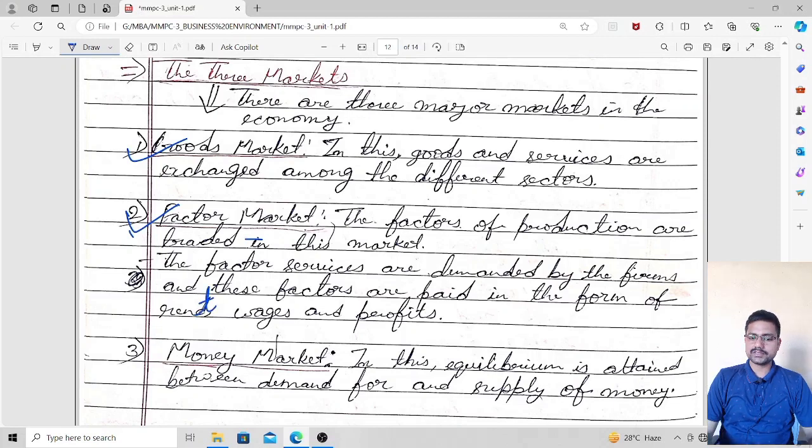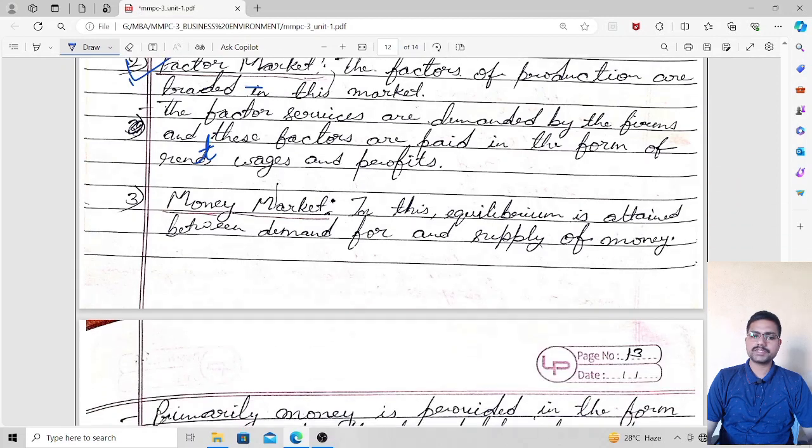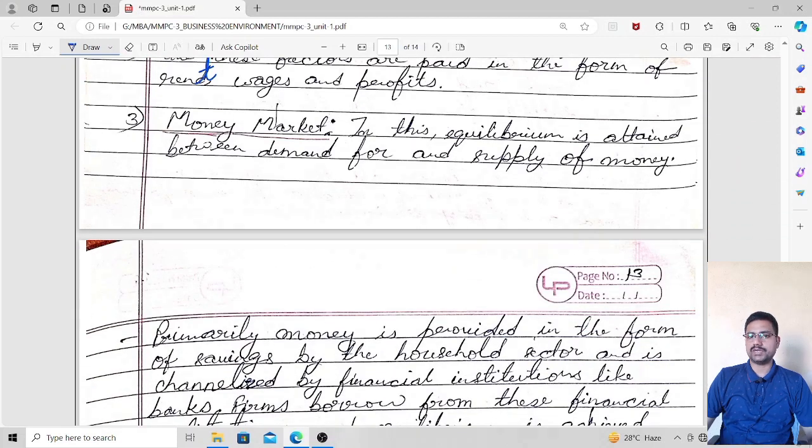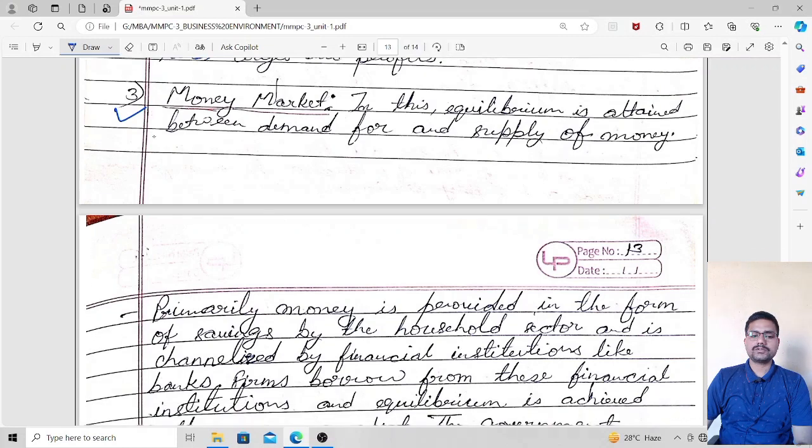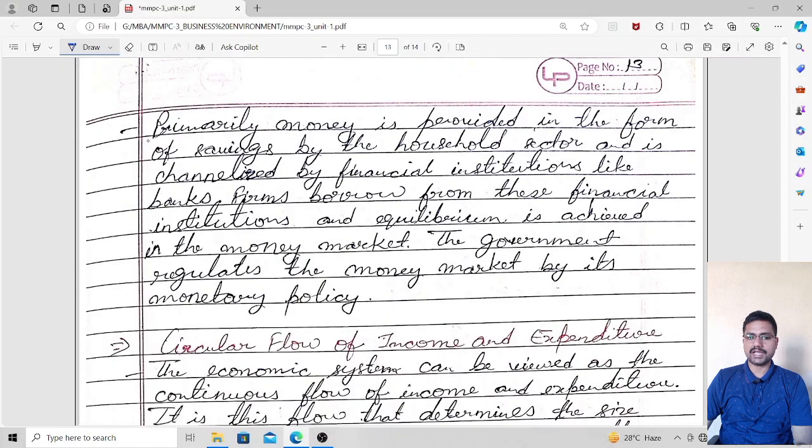Then you have the money market. In this, equilibrium is attained between the demand for and supply of money. The level of demand and the level of supply determine the equilibrium in the money market. Primarily, money is provided in the form of savings by household sectors and is channelized by financial institutions like banks. Firms borrow from these financial institutions, and equilibrium is achieved in the money market.